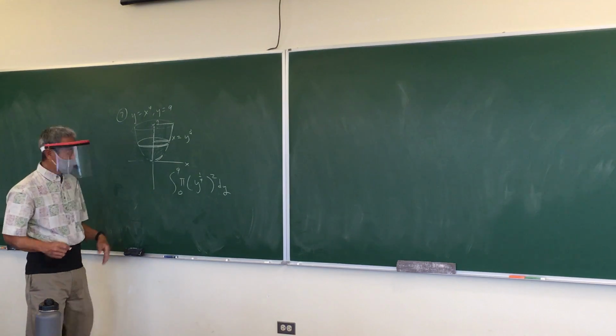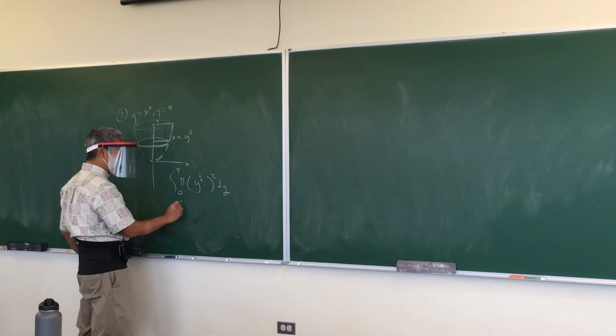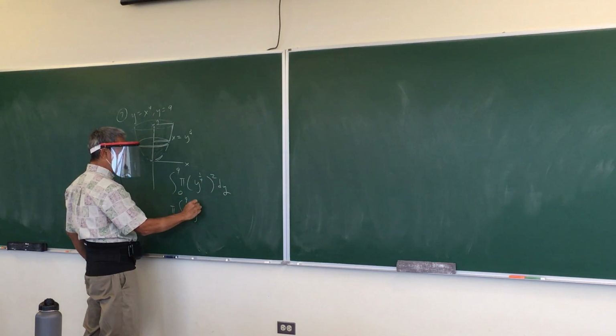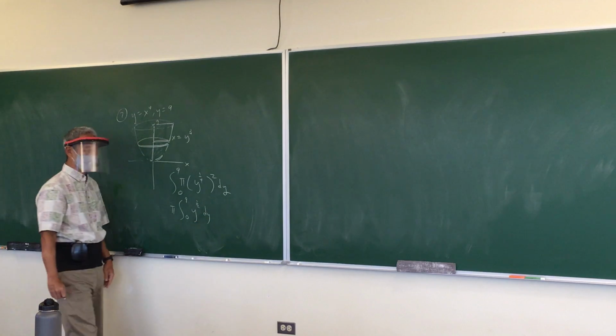And then you add up all of these disks from 0 to 9, because isn't the y coordinate down here 0? The y coordinate up there is 9, so 0 to 9. Okay, now can I compute this integral? Yes, you can. Throw the pi on the outside because it's a constant. And what do you do with the exponents? You multiply, so you get y to the half dy. That's an easy integral.